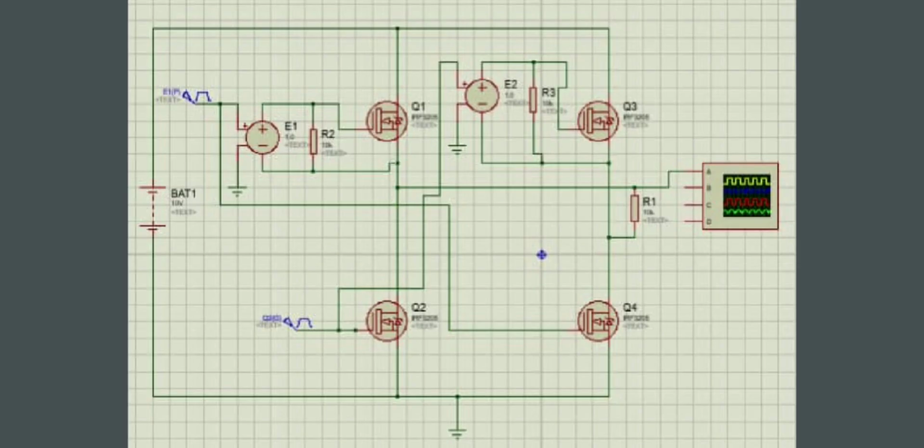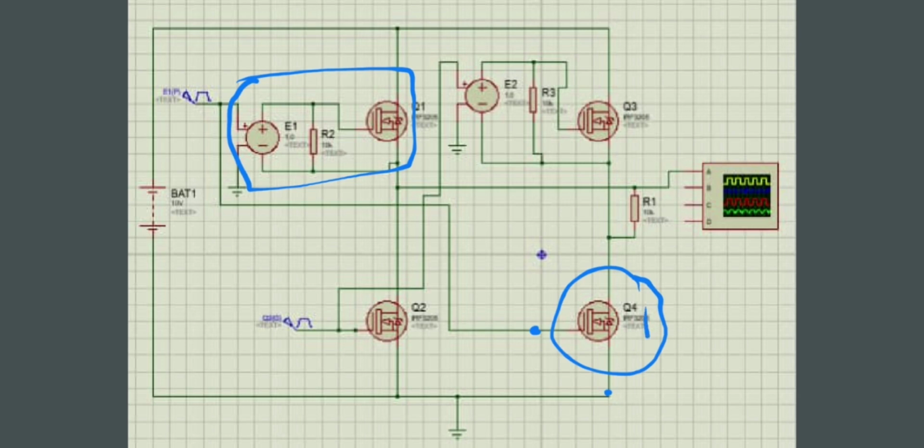If we look at the Proteus circuit of the H-bridge inverter, we can see the switches are something like this. And how were these switches configured? These were configured as simple MOSFET switches. When there was voltage between gate and source, we had our MOSFET shorted, and when there was no voltage between gate and source, we considered our MOSFET as an open circuit. So this is a simple configuration of the MOSFET switches.